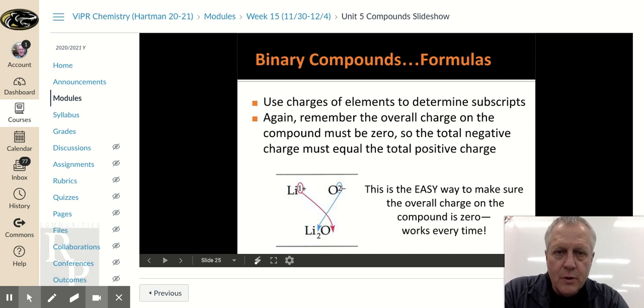Hi, Viper Chemistry students. Let's talk about how you write formulas for binary compounds. Okay, so if you know the name, how would you write the formula?